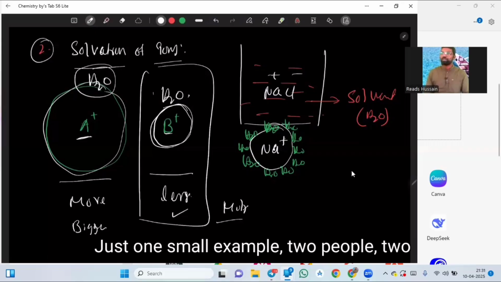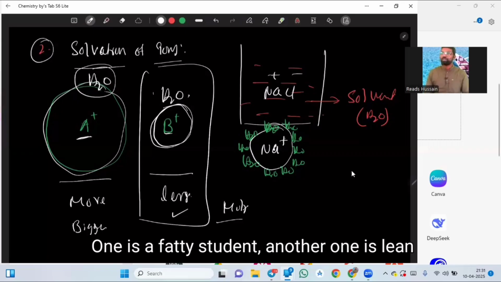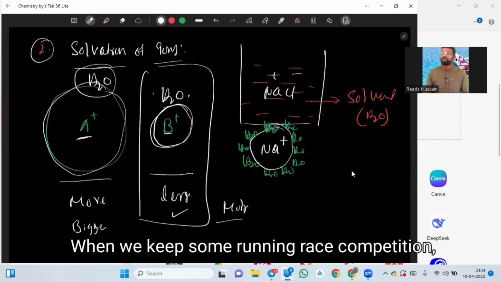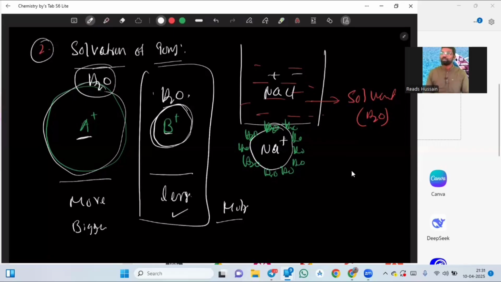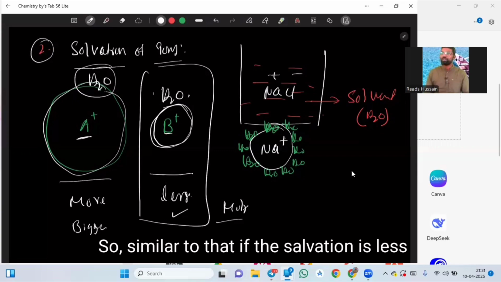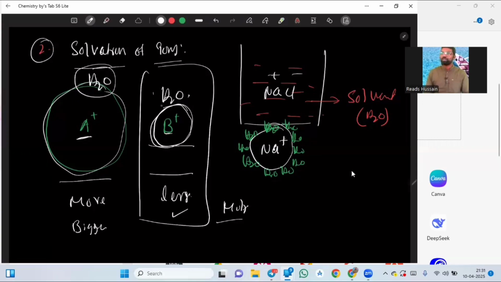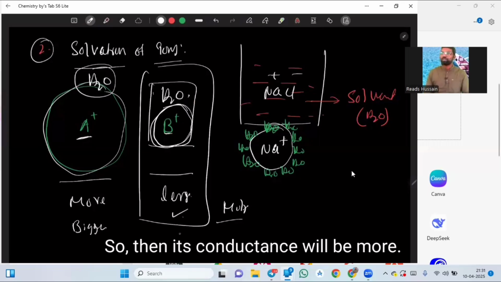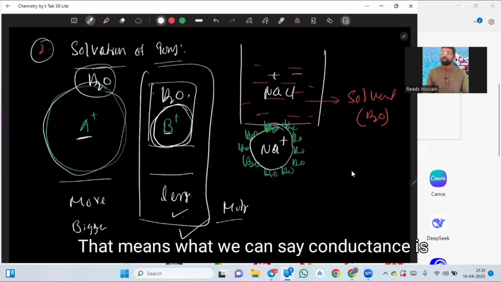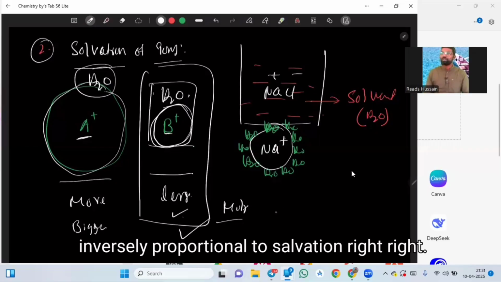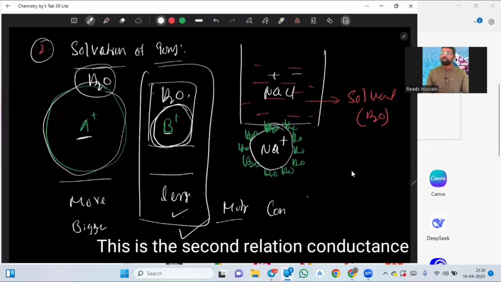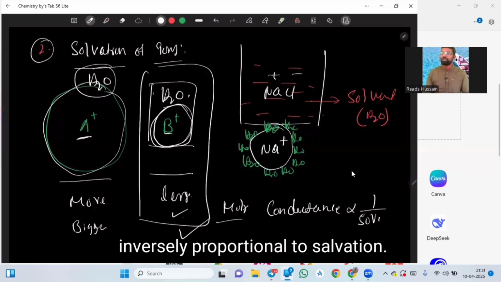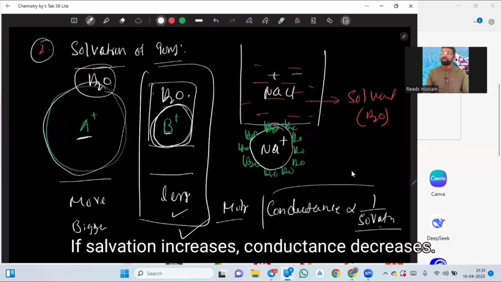Just one small example. Two students are there, one a fatty student, another a lean student. When we keep a running race competition, the fatty student moves slowly, and obviously the lean student runs fast. Similarly, if solvation is less, the particle size is less and it moves very quickly, so its conductance will be more. That means conductance is inversely proportional to solvation. Write down, this is the second relation. Conductance is inversely proportional to solvation. If solvation increases, conductance decreases.